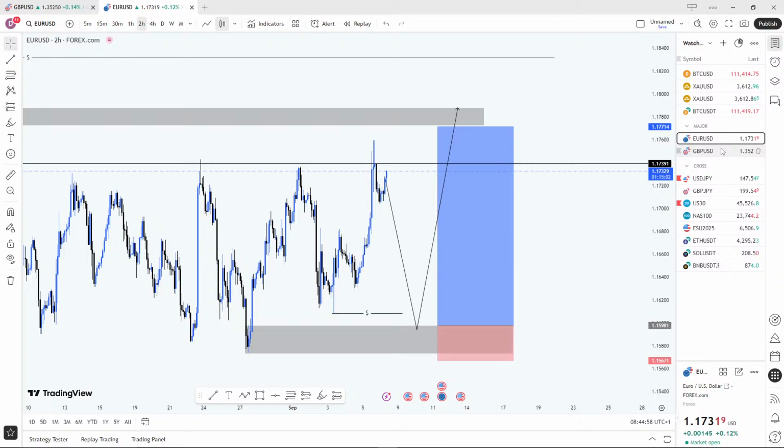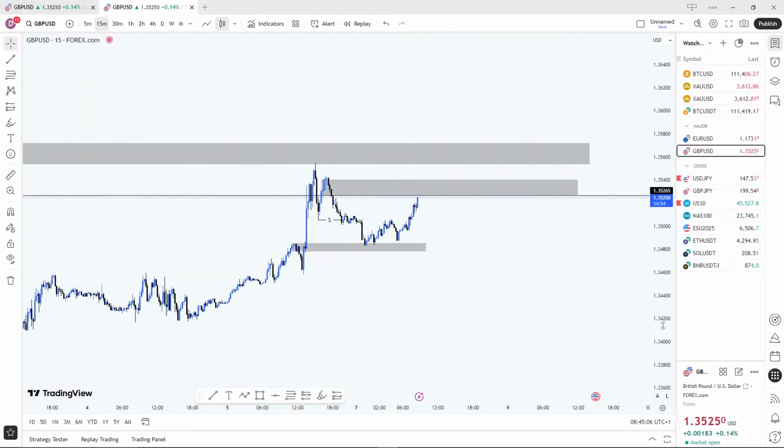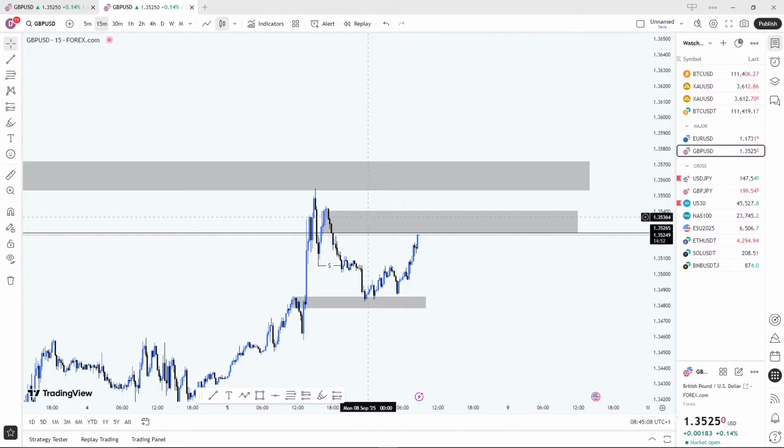GBPUSD, if you notice, it still keeps buying. Why am I not selling from here? Because for me to sell, I need to see a clear change of character. The change of character is not present. That's why I'm not selling from here.